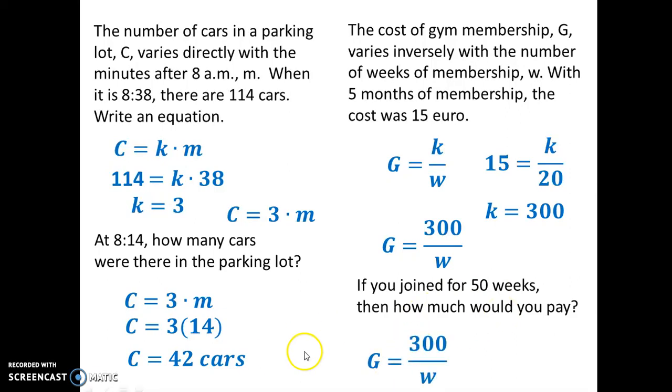Right, using our model, now we're told we've joined for 50 weeks, so the W becomes 50. We have 300 over 50, which is, excuse me, maybe you can't see it down there, but it's G equals 6. So the cost of membership is €6 when you join for 50 weeks.